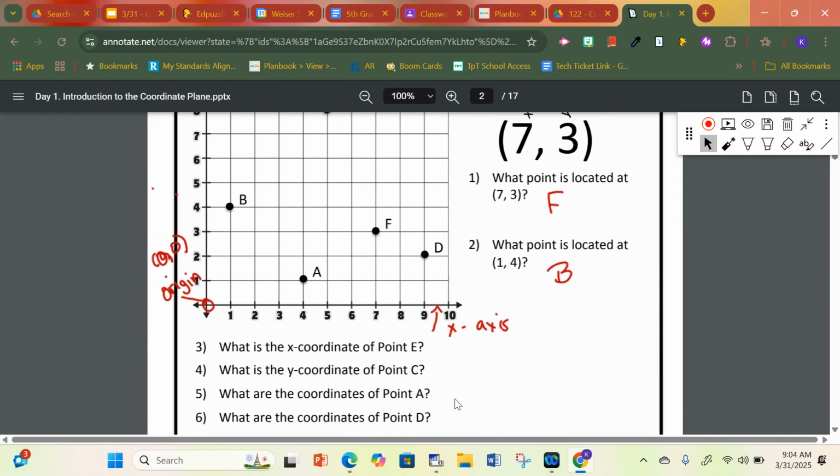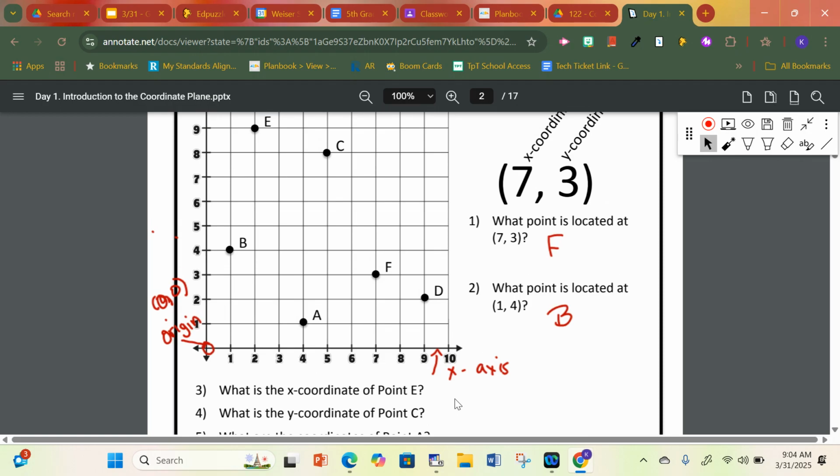What is the x coordinate at point E? 2. Okay, so first of all, when we're writing a coordinate, we do a parenthesis. Everybody write their parenthesis. Oh, sorry, it's not asking me to write the whole coordinate. It's just asking what is the x coordinate of point E? Okay, let's find that first. We're going how many over? 2. Sorry, you guys, I thought we were writing the whole thing. What is the y coordinate of C? 8. We're going up 8.